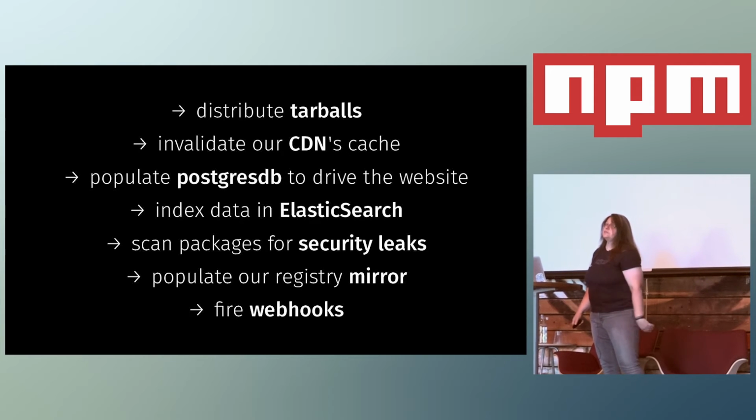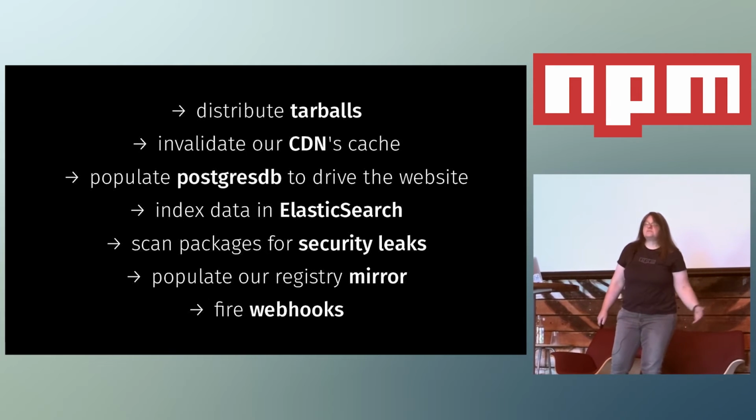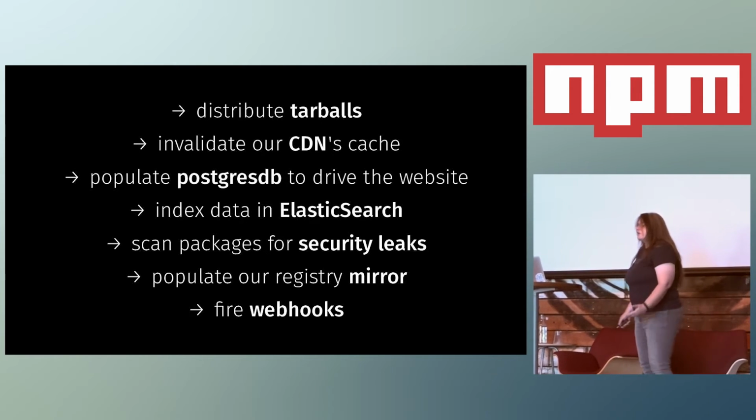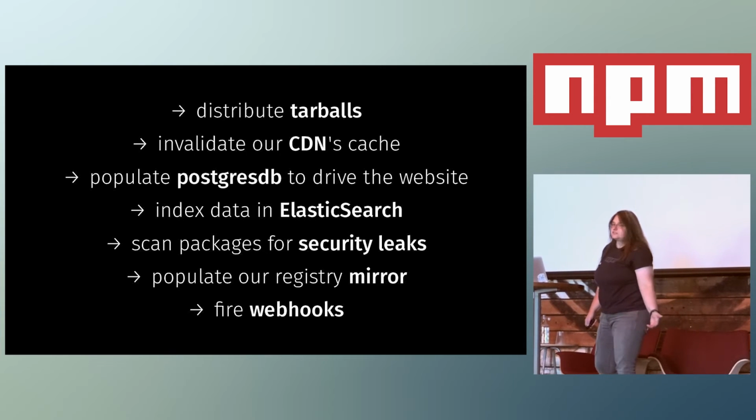If you accidentally publish your npm token, we will invalidate that token for you. We populate our internal registry mirror that we rely on for our operations. And we fire webhooks. And we do a bunch of other things, too.